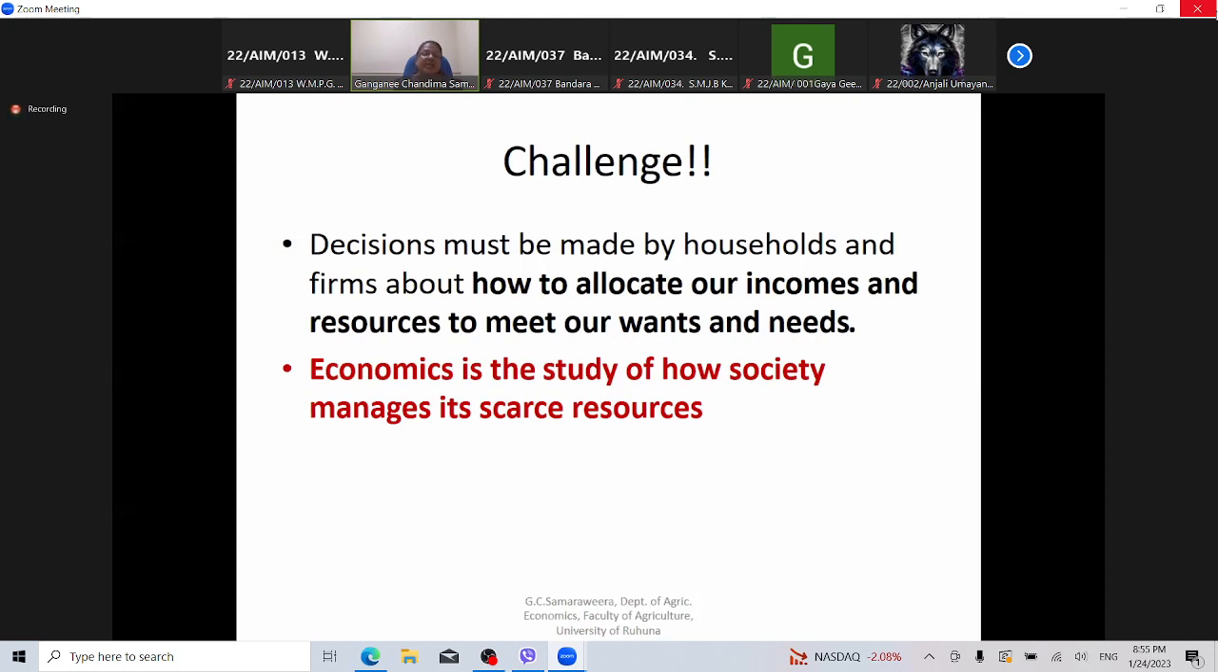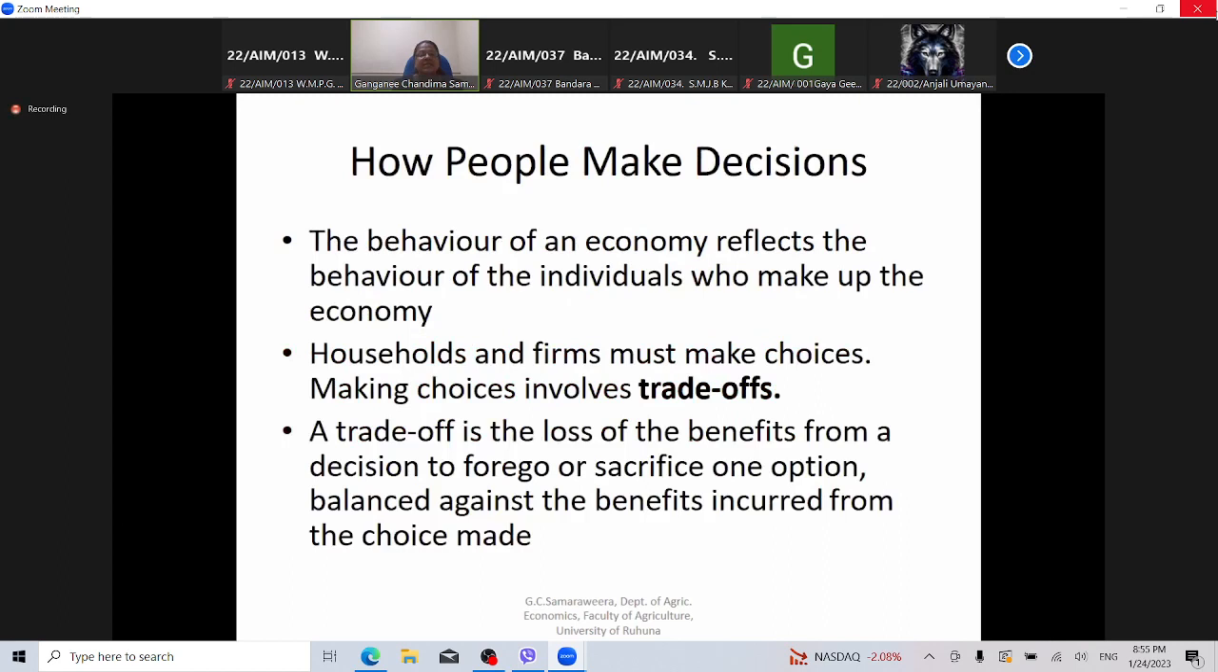So the main challenge we face from a microeconomics point of view is how to allocate our incomes and limited resources to meet our wants and demands. That's why we study economics, to see how a society manages its scarce resources. Now we will see how people make decisions. They have to make decisions and use these resources rationally. For that, they are making decisions.